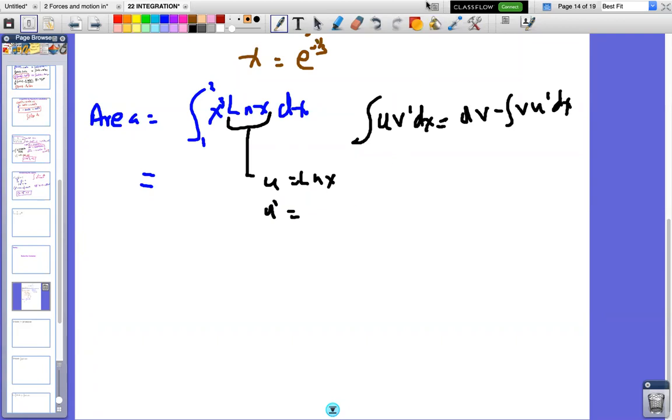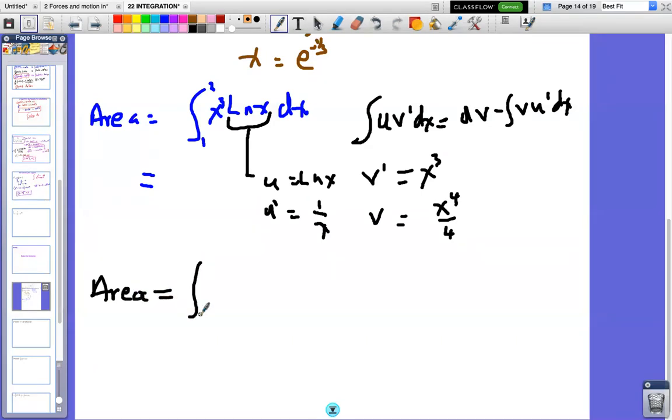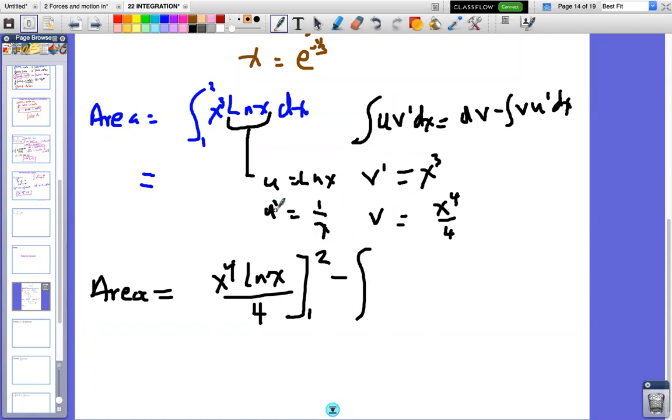So u prime, du/dx, will be 1 over x. dv/dx is x cubed. v should be x raised to the power 4 over 4, right? So this means that our area will be, first, uv: x raised to the power 4, natural log of x over 4 from 1 to 2, minus the integral of v u prime, x raised to the power 4 over 4 times 1 over x dx, right?